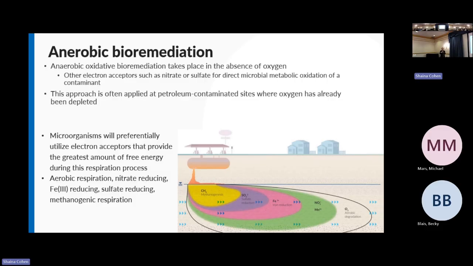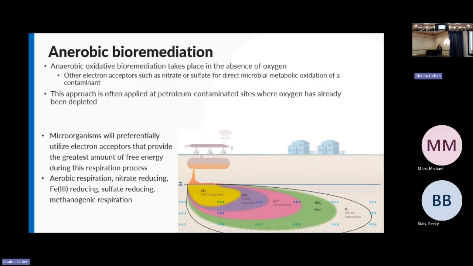So what happens naturally is the oxygen is all consumed really in your source area, and then other electron acceptors are then consumed in the absence of oxygen. So this is still an oxidative process, but it's anaerobic, without oxygen in the system. And this is happening usually intrinsically at most petroleum hydrocarbon sites, where again, oxygen has already been depleted. So the bacteria will sort of go down a ladder, so to speak, from the most energetically favorable electron acceptors to the less energetically favorable electron acceptors.